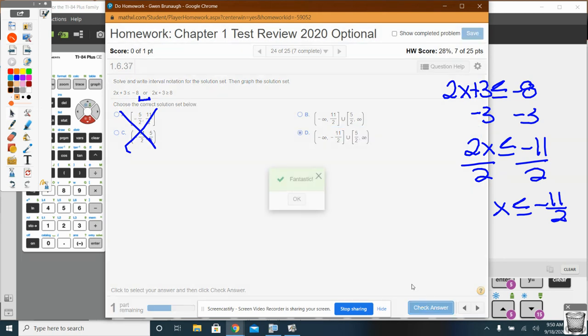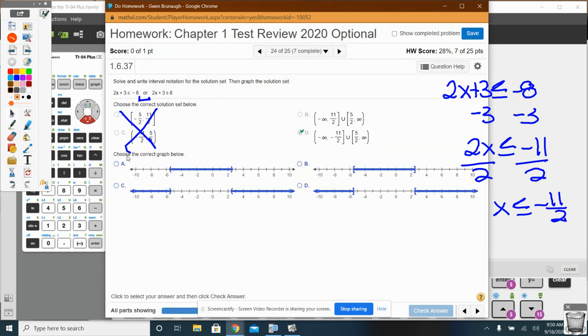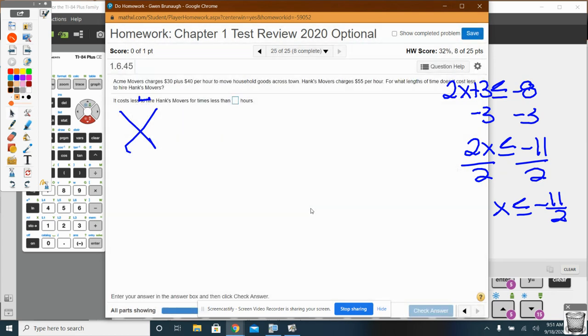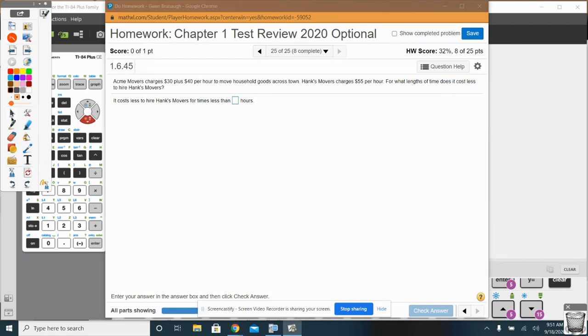You can finish it if you want. Which one of these would be the answer? It's the one that has a negative 11 halves, which is like negative 5.5. It has a square bracket because it can equal it, and it looks like oars of a boat. So which one looks like square bracket, oars of a boat? Here it is. And then they want us to write it probably in interval notation. Nope, they don't. That's it.